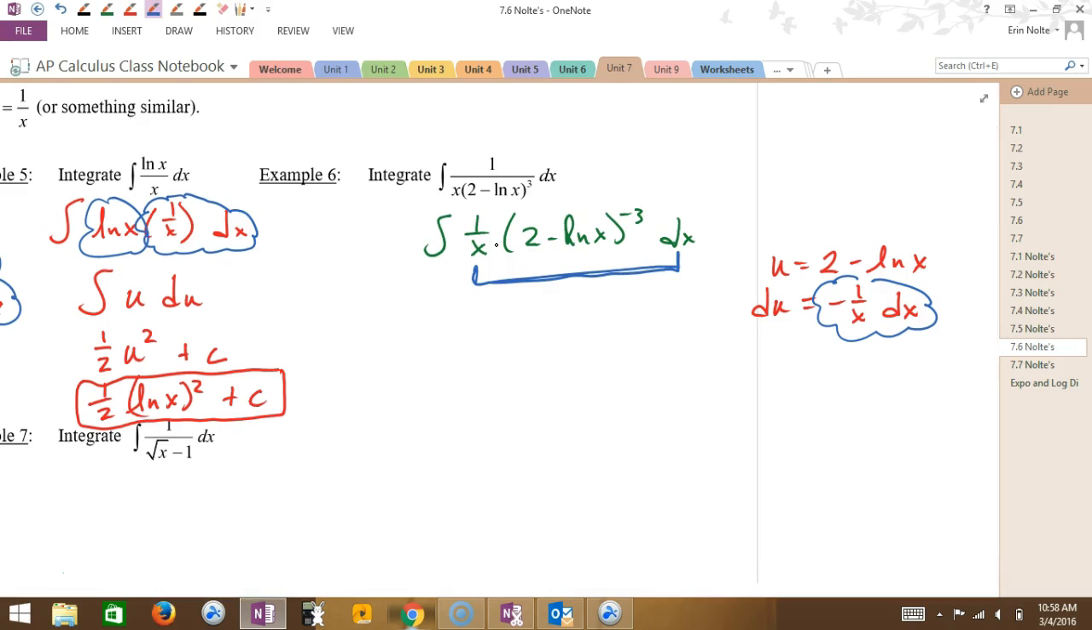I need a negative. Okay, so what I can do is put a negative in there, but if I multiply by a negative, I also have to undo it and do another one. I need a negative. So now they're exactly the same. So now this piece right here is my du. Put in the negative in front, -1/x.